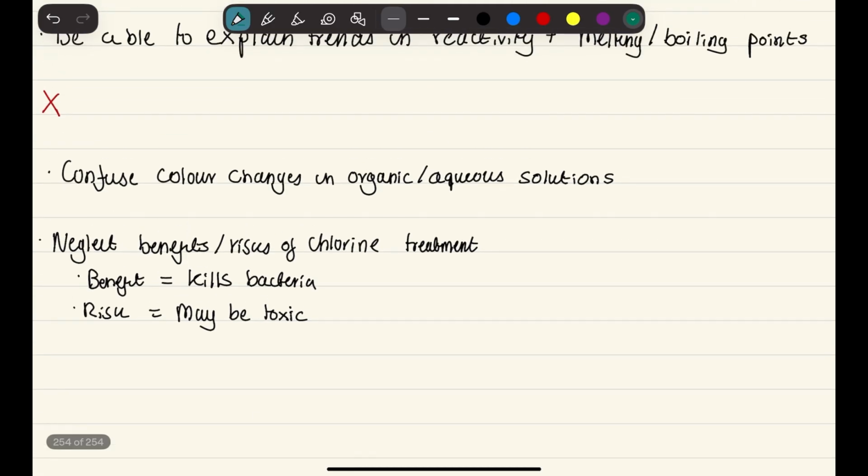What's bad? What's not to do? Confusing color changes in the organic and aqueous solutions happens so much, so if you've read the question, check whether it's an aqueous solution.